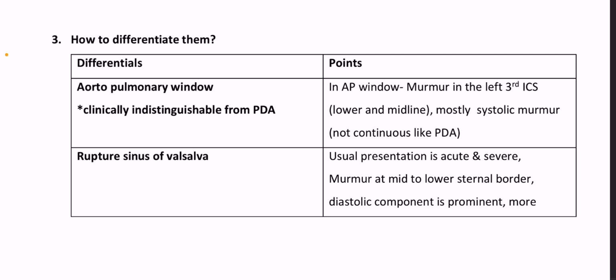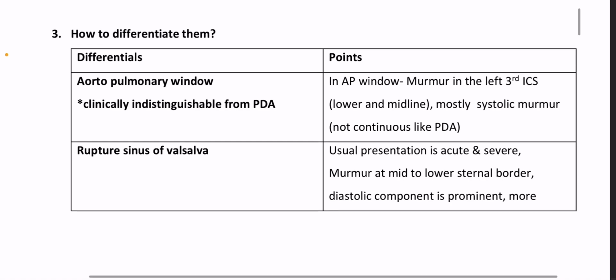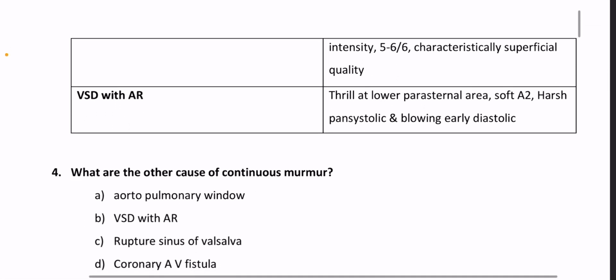In aortopulmonary window, murmur is in the left third intercostal space, lower and midline, mostly a systolic murmur, not continuous like PDA. In case of ruptured sinus of Valsalva, usual presentation is acute and severe. Murmur at mid to lower sternal border, diastolic component is prominent, intensity 5 to 6/6, characteristically superficial quality. VSD with AR: thrill at lower parasternal area, soft S1, harsh pansystolic and blowing early diastolic murmur.